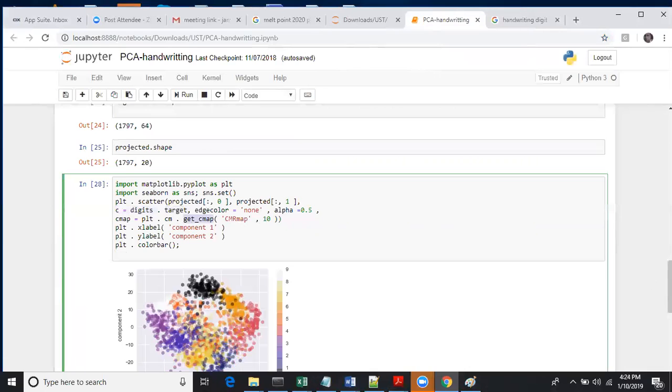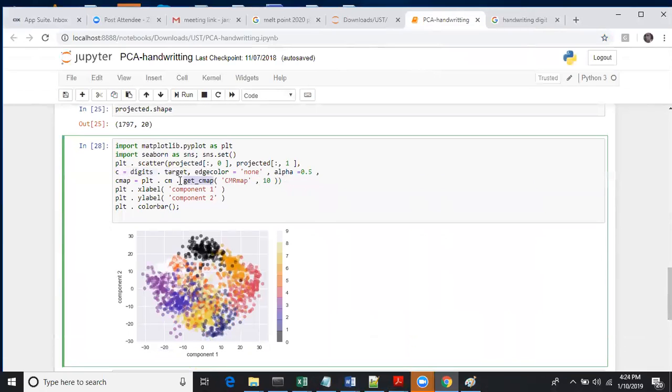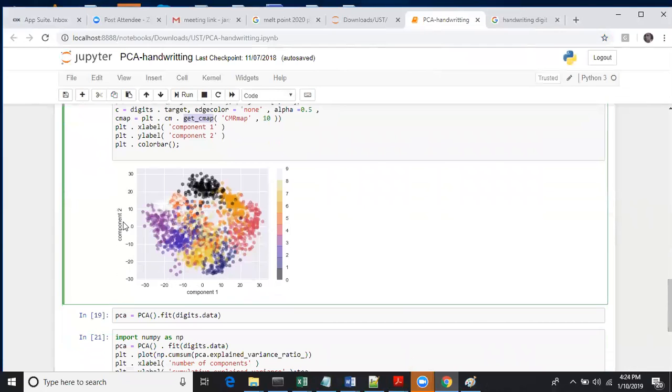Now it's a little bit clear. Yes. So the 10 digits are represented by 10 colors from here. Okay, got it. And that is presented in only 2 components.